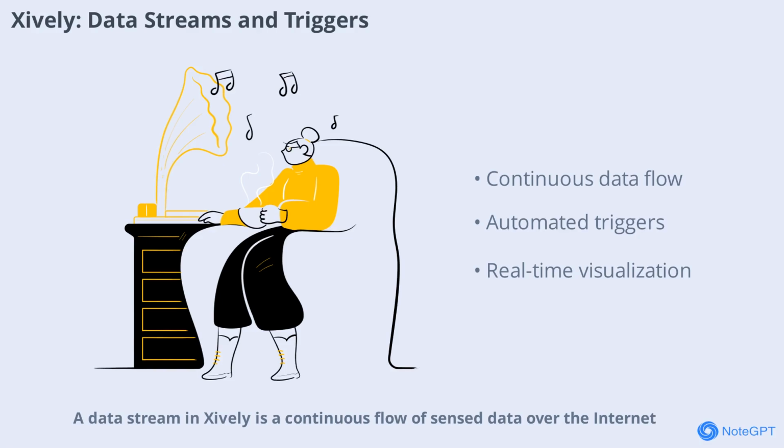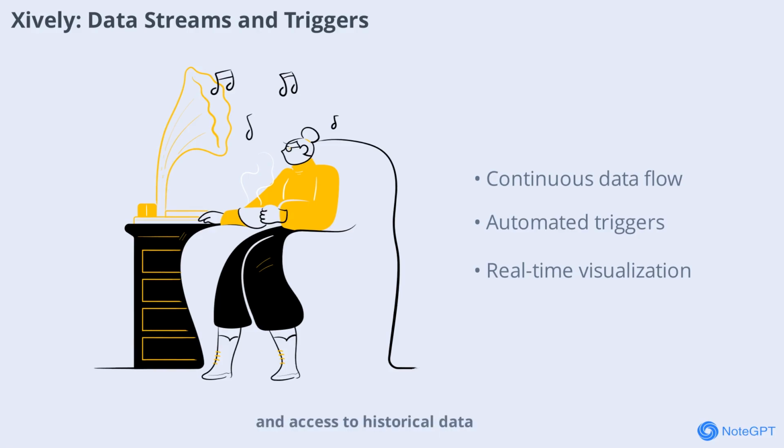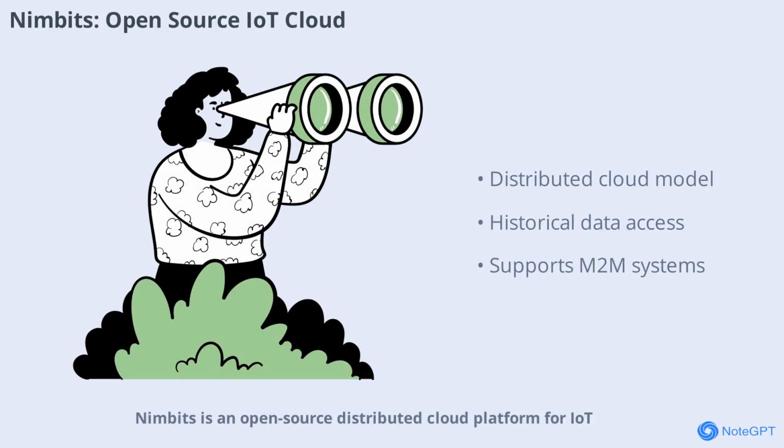A data stream in Xively is a continuous flow of sensed data over the internet. Data points are individual values, while triggers are actions taken when certain conditions are met, such as a sensor reading falling below a threshold. Xively enables real-time data visualization, graphing, and access to historical data, making it easy to monitor and respond to changes in the environment. Nimbits is an open-source distributed cloud platform for IoT based on a PaaS model.